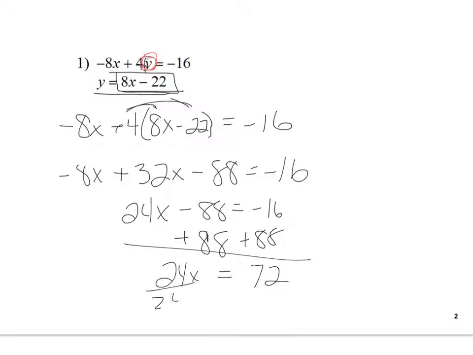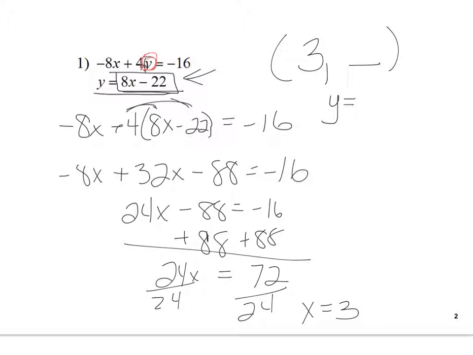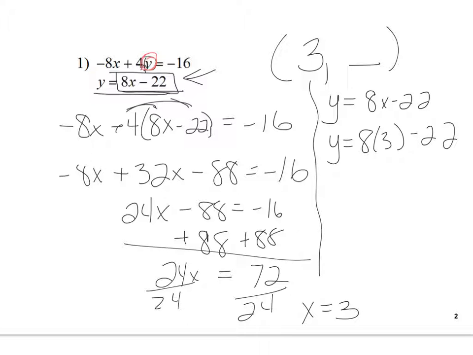When we divide by 24, we get x equals 3. So we have our x coordinate. Now we need our y coordinate, and we plug it in. This is probably the easiest one to plug it in because it's already solved. So all you really have to do is plug in that 3, and I believe you get 24 minus 22 is 2. So that's it. We substitute one equation into the other.